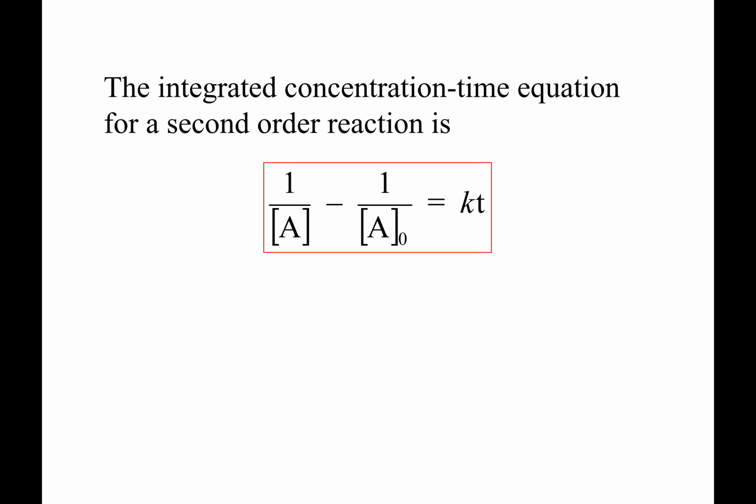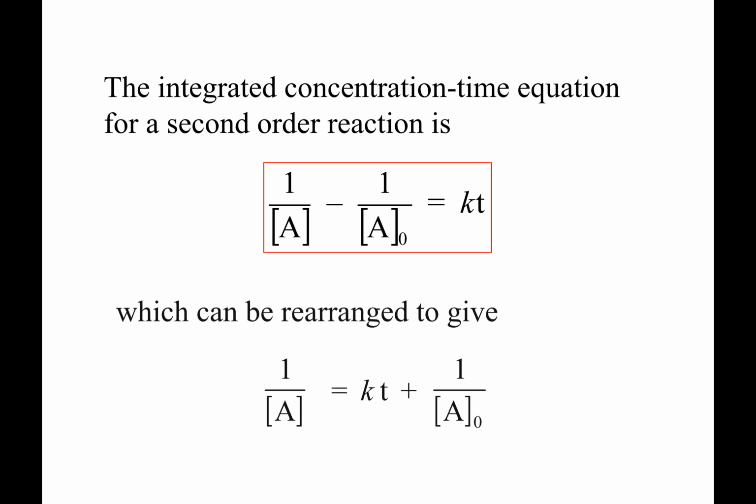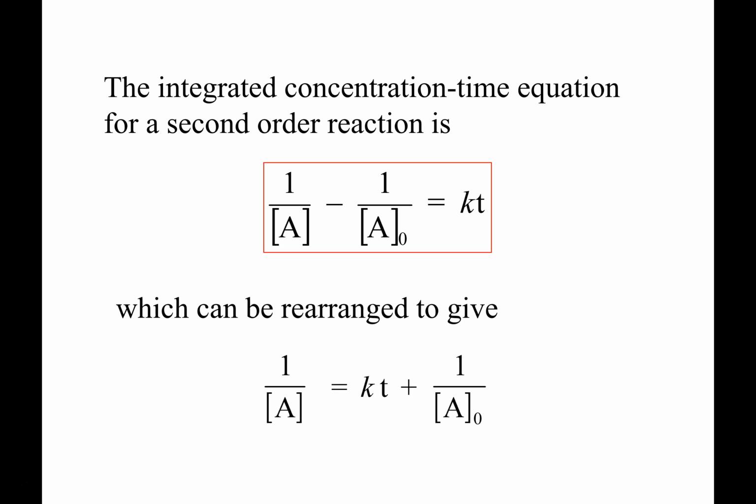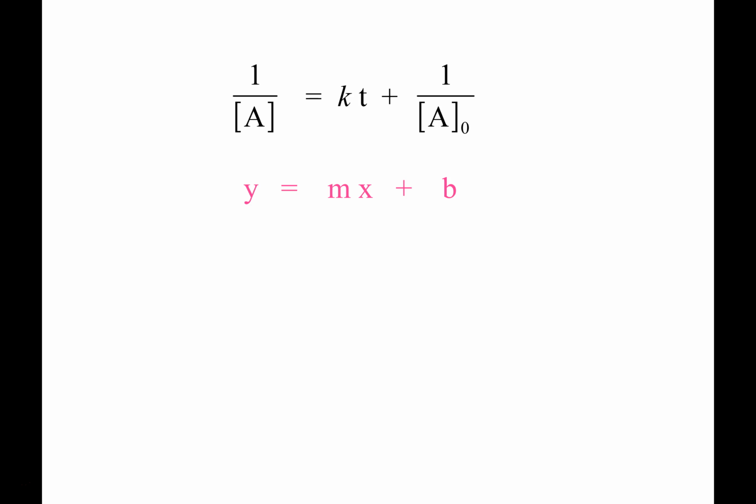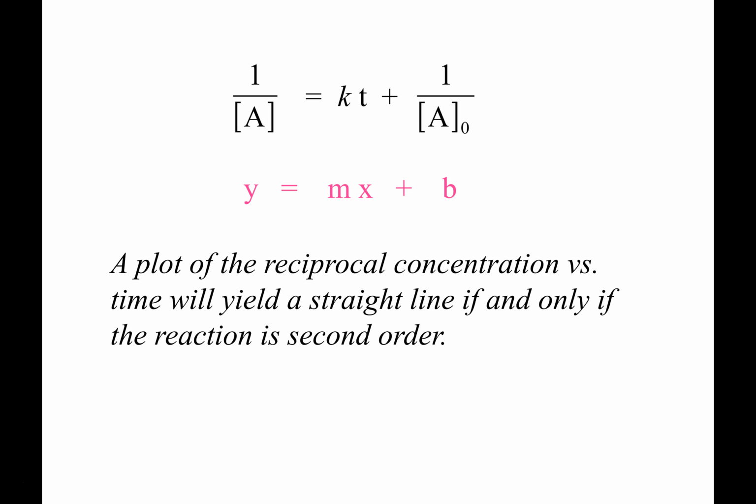Don't have to do too much rearranging to get something that we can plot. Here's something that we can plot. We're going to put y = mx + b. In this case, if we plot the inverse of the molar concentration of A, or 1 over A, along the y-axis, and time, or t, along the x-axis, you should get a straight line. In this case, it'll have a positive slope, and the slope of your line will be equal to your rate law constant k. So that's how that works.